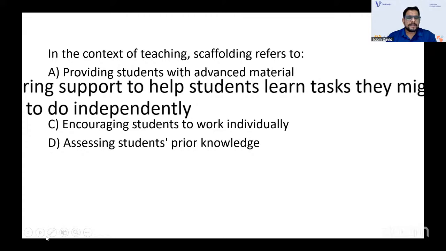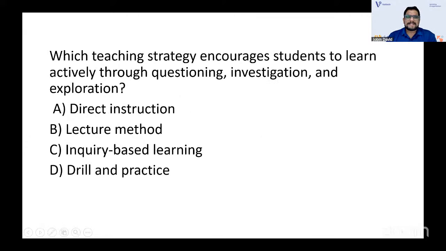And the next one: which teaching strategy encourages students to learn actively through questioning, investigation, and exploration? Is it direct instruction, lecture method, inquiry-based learning, or drill and practice?